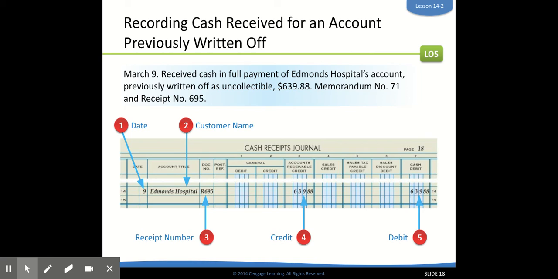This is what we would have preferred to have done straight from the beginning, but we didn't think that we were going to receive money from Edmonds Hospital at all. So we had to do a whole allowance for uncollectible accounts transaction. Well, then when they paid us, we had to flip and undo that allowance for uncollectible accounts transaction and then post into our cash receipts journal for the cash that we received.